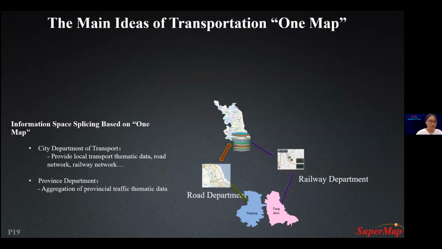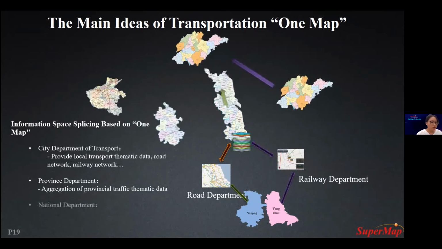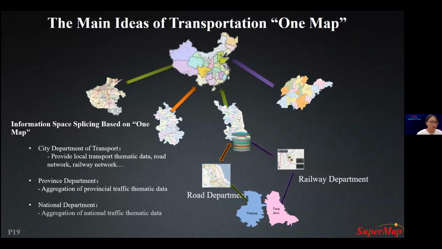The first level is the City Department of Transport, which provides local transport thematic data, road network, and railway network. The second level is the Province Department, which aggregates provincial traffic semantic data to the national department.